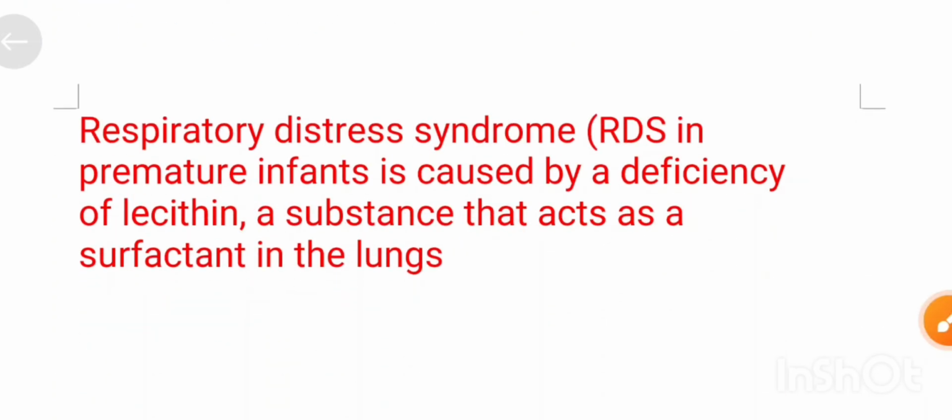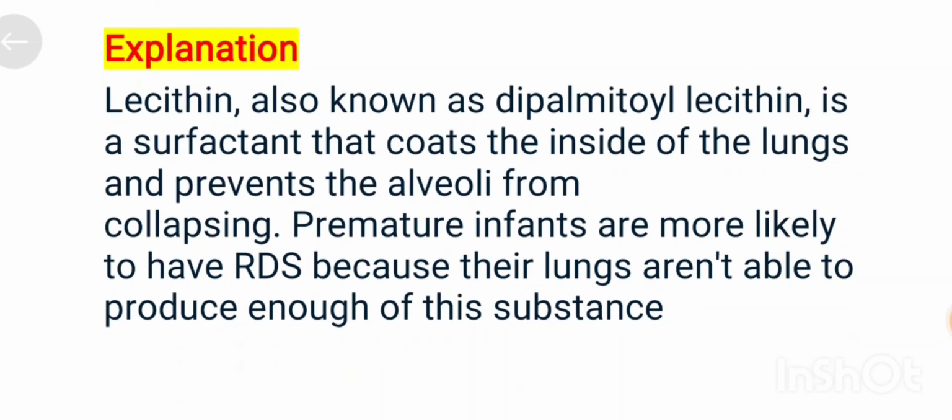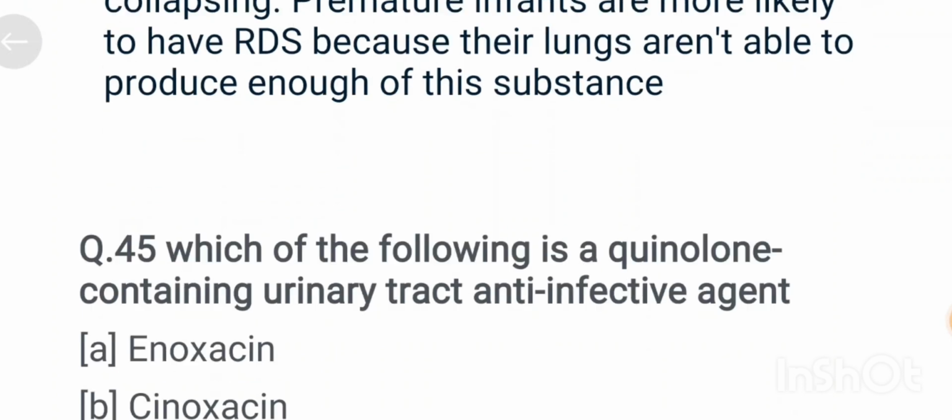Respiratory distress syndrome (RDS) in premature infants is caused by the deficiency of lecithin, a substance that acts as a surfactant in the lungs. Here is the explanation. Lecithin, also known as dipalmitoyl lecithin, is a surfactant that coats the inside of the lungs and prevents the alveoli from collapsing. Premature infants are more likely to have RDS because their lungs are not able to produce enough of this substance. Next question.